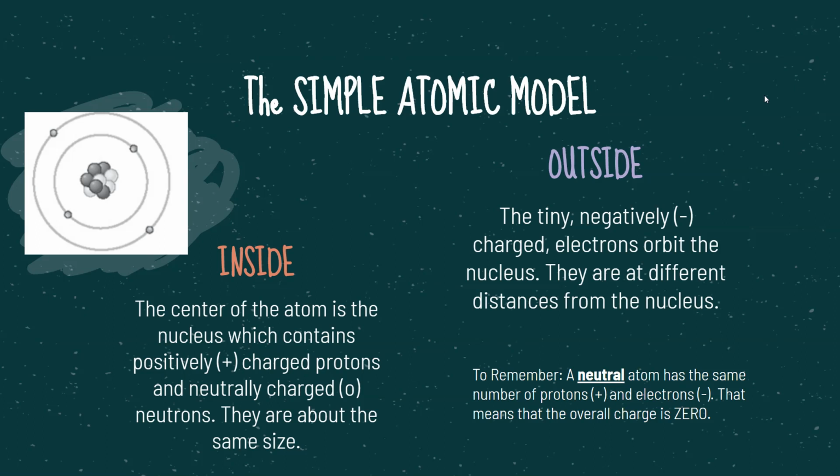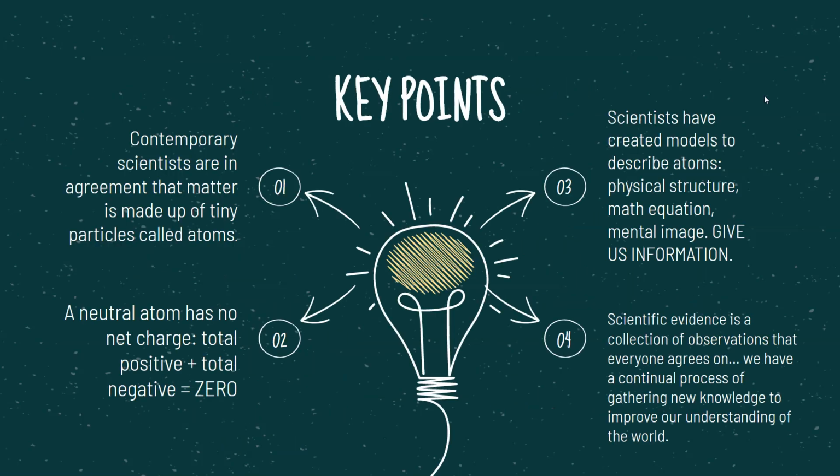What if we have an atom that has 4 protons, 4 neutrons, and 4 electrons? Well, we have 4 positives, 4 neutrals, and 4 negatives. So let's focus on the positives and negatives. 4 positives, 4 negatives. My overall charge would be what? That would be 0, right?